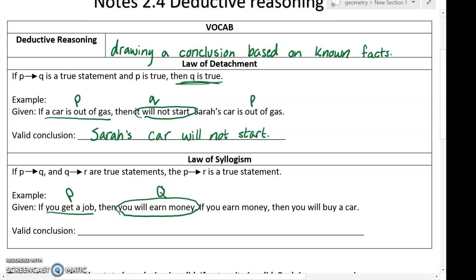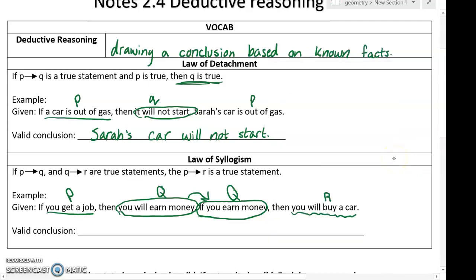Now the next sentence here says, if you earn money, which is what our Q just was, right? This is what we just circled. That's the same thing. So I'm going to write Q above it again. We can circle it again if you want. So if Q, then you will buy a car. That's now R. So let's just squiggly that one. That one's R.